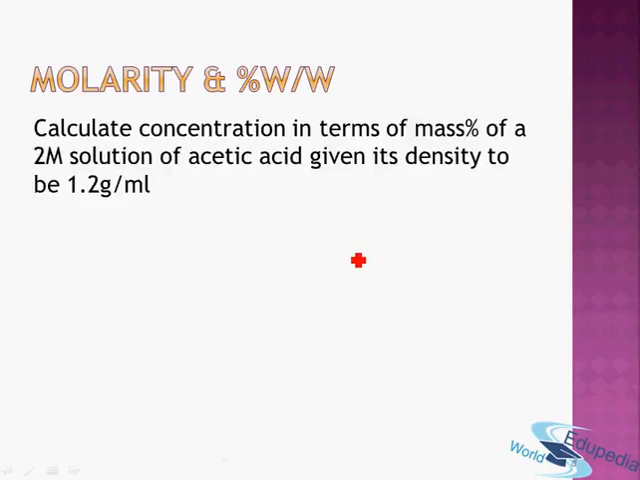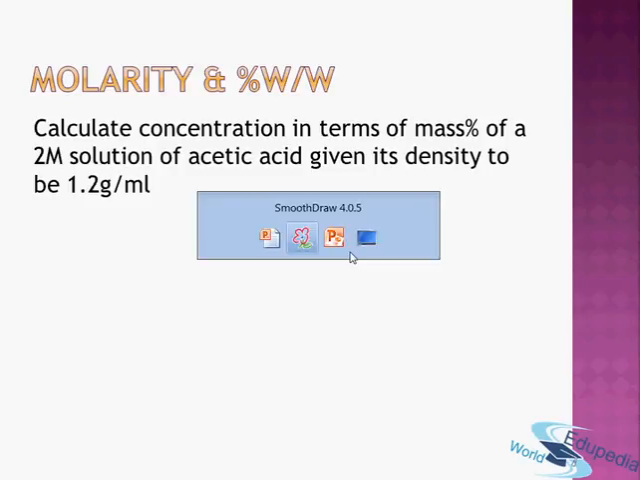Okay, I have to calculate concentration in terms of mass percent of a 2 molar solution of acetic acid given its density to be 1.2 gram per ml. Alright, so I have data on molarity and density. I have to calculate mass percent. So you can directly use the formula that we just derived. We can directly use it.